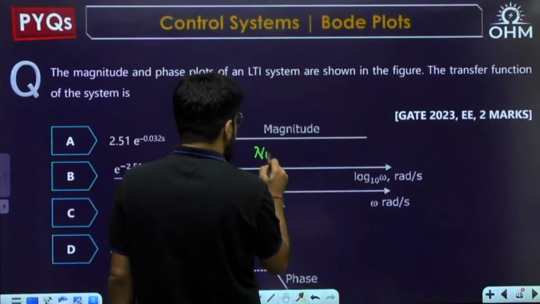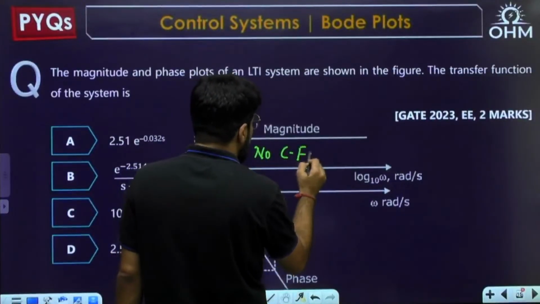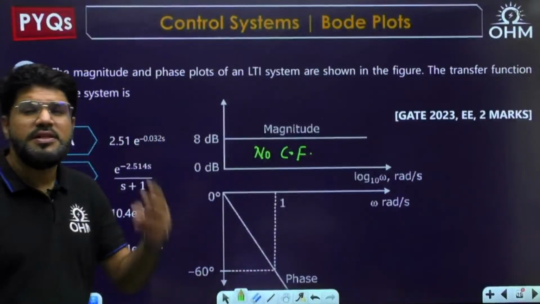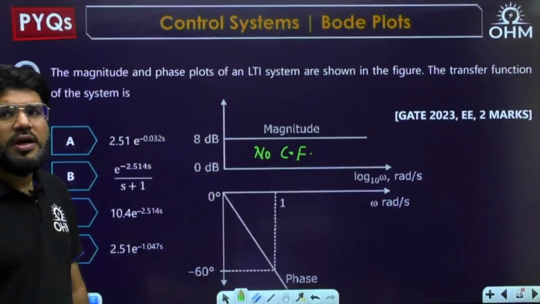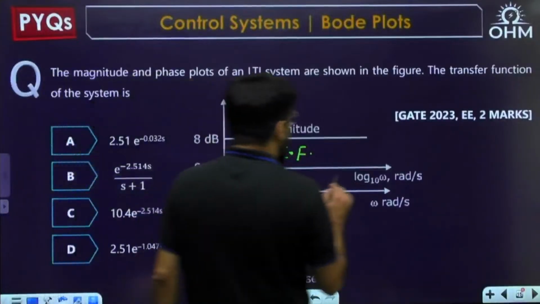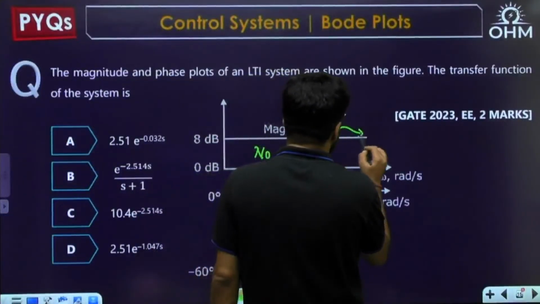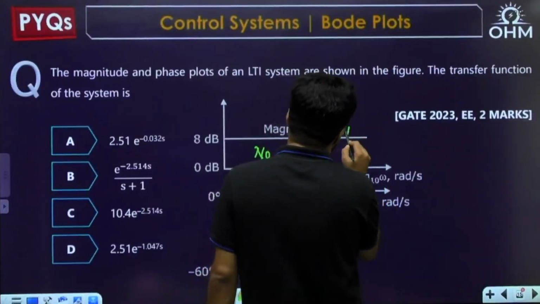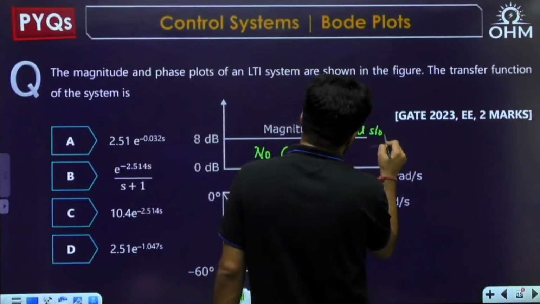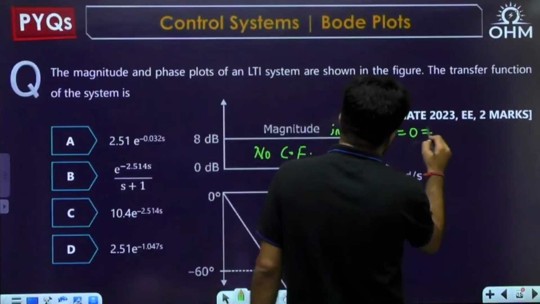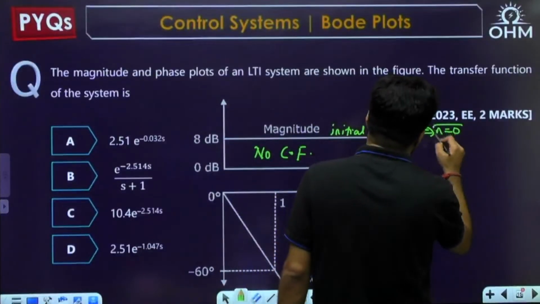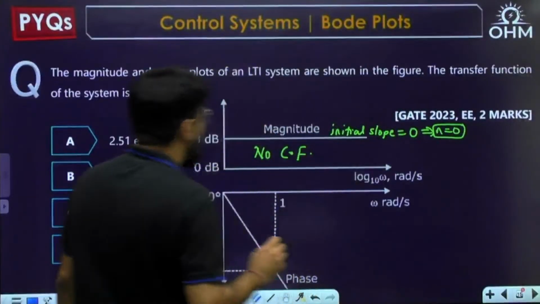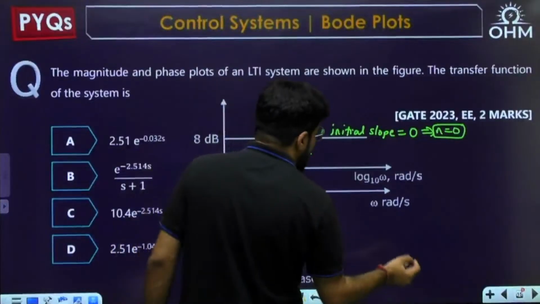What do you see here? There is no corner frequency, in short I will keep writing CF. No corner frequency means no poles and zeros. Only the initial part. What is the initial slope? It is 0. That means n equal to 0. There are no poles at origin also, and there are no poles and zeros anywhere else.